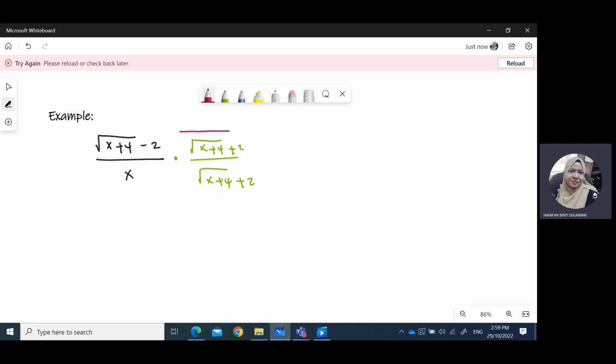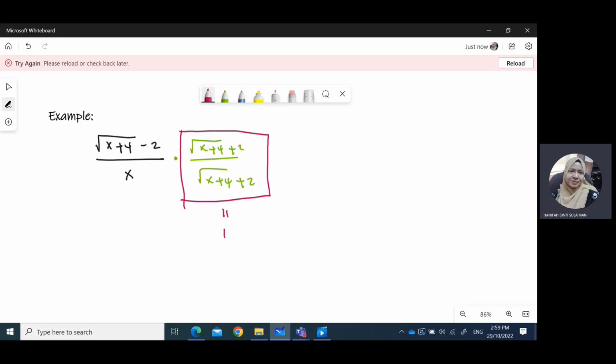It is because square root x plus 4 plus 2 over square root of x plus 4 plus 2 is equivalent with 1. So maknanya dekat sini, untuk pecahan yang ini, dia adalah 1. Jadi, square root x plus 4 minus 2 over x times 1, darabkan dengan 1. So, you akan dapat expression yang ini.